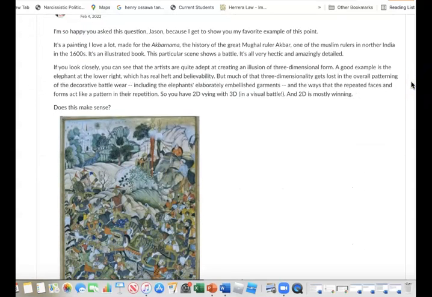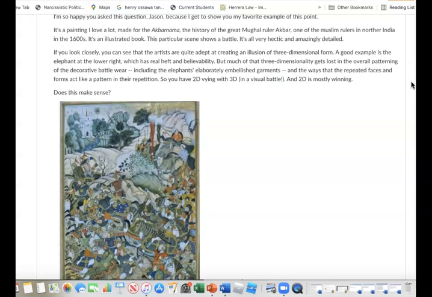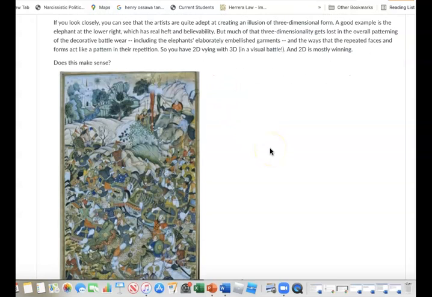So one of the reasons I love this question is I get to show one of my favorite artworks to explain it. This is from the Akbarnama, made for the great Mughal ruler Akbar in India in the 1500s to 1600s.